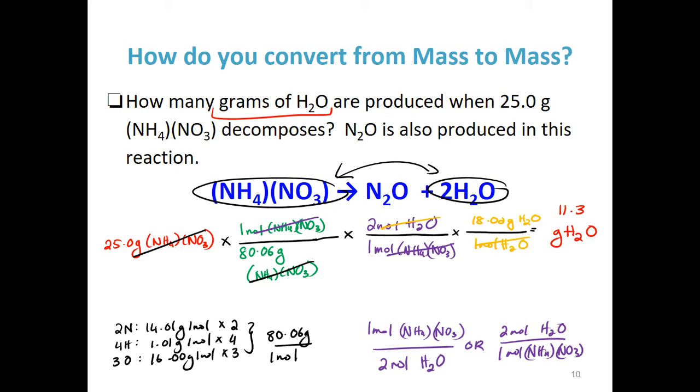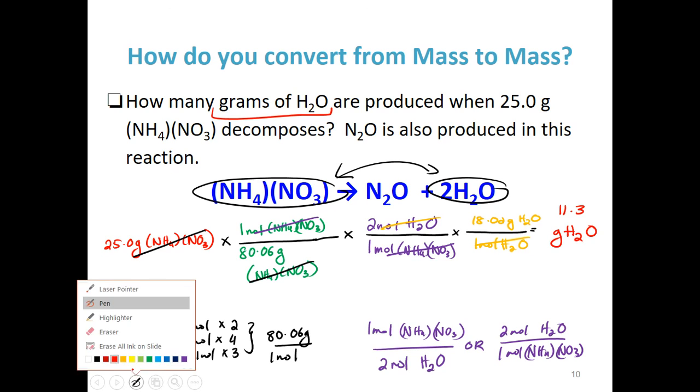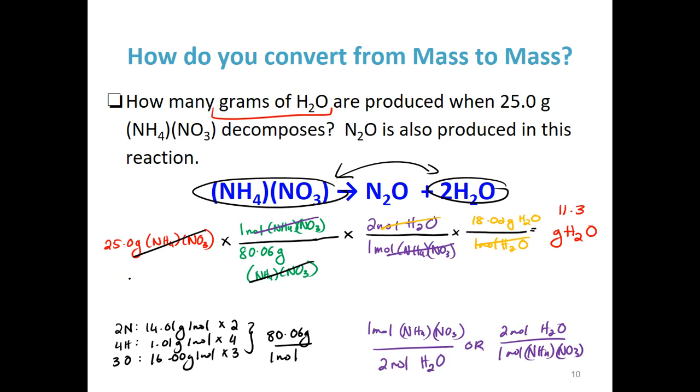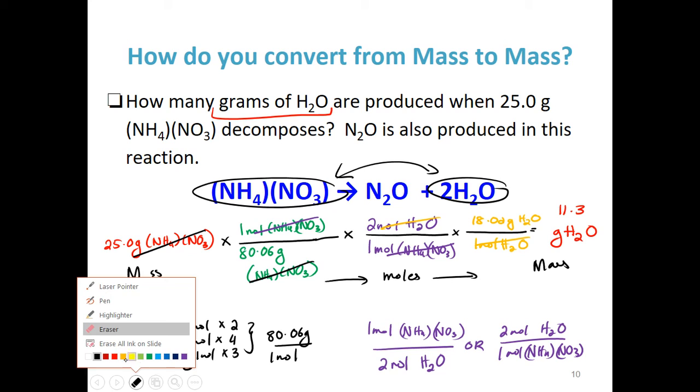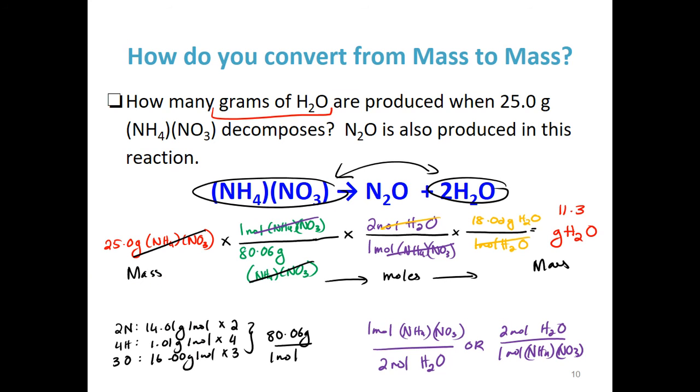That means when you react 25 grams of ammonium nitrate, you end up producing 11.3 grams of water. We started with the mass of one thing. We started with mass here and we ended with mass here. And in order to get from mass to mass, we went through moles. Okay, so that's super important to know that moles are the bridge that you use to cross from mass of one substance to the mass of the second substance.